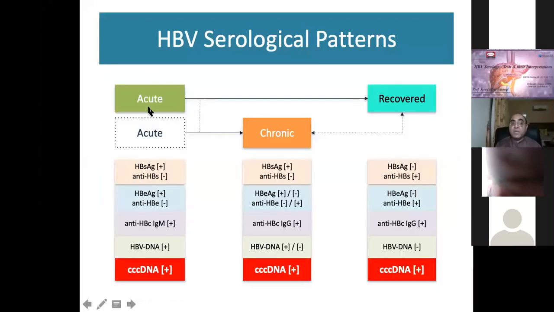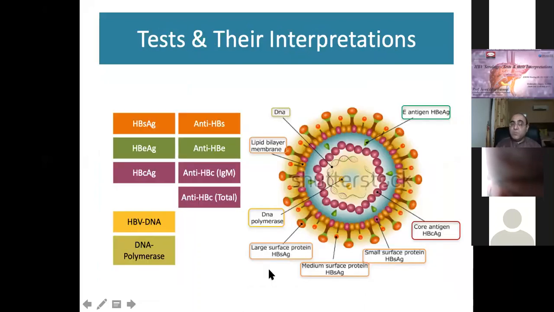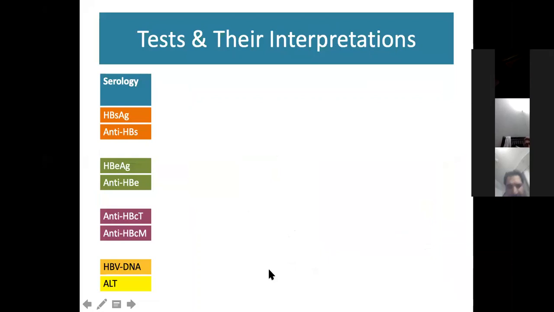So if the patient is in the acute phase, this will be the serology, which we'll discuss later on. In the recovered phase, all antigens will be cleared and antibodies will appear, while in the chronic phase, depending upon which phase the patient is in, immune tolerant, immune reactive, immune control, or immune escape, the serology will differ. So let's see how it will happen.